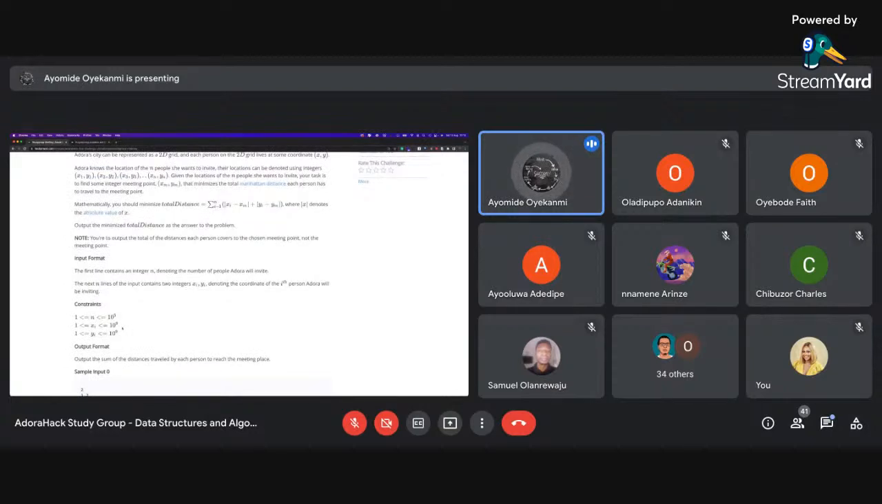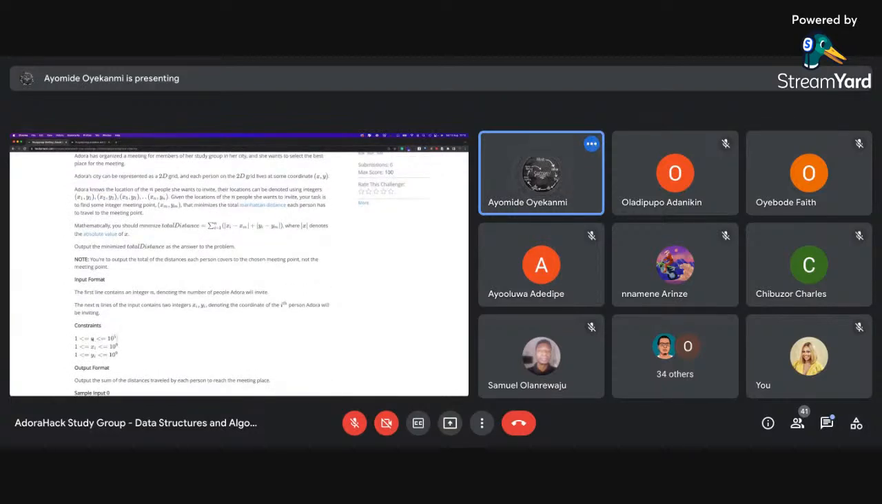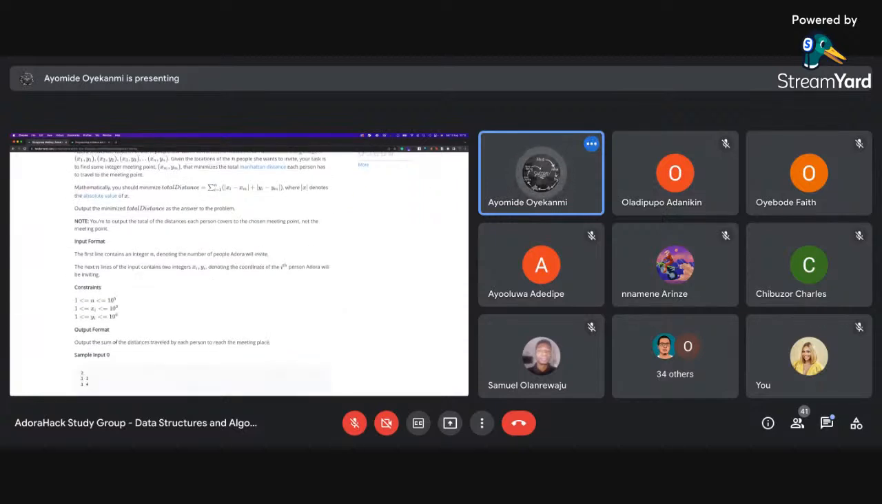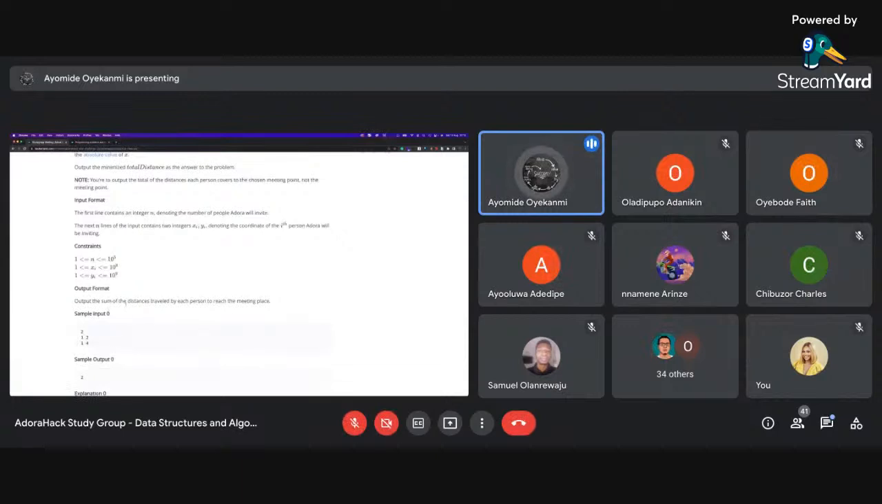We have some constraints here. I don't know if they're too important, but let's see. The total number of people that Adora can invite is, I think, 100,000. And the greatest x can be 1 billion. Greatest y can also be 1 billion. Total number of people can be up to, sorry, 100,000. Output the sum of distances traveled by each person to reach the meeting place.